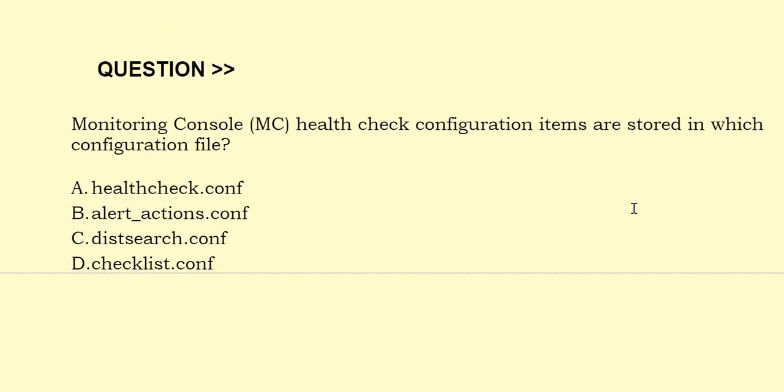Monitoring console MC health check configuration items are stored in which configuration file? Option A: healthcheck.conf. Option B: alert_actions.conf. Option C: discharge.conf. Option D: checklist.conf.